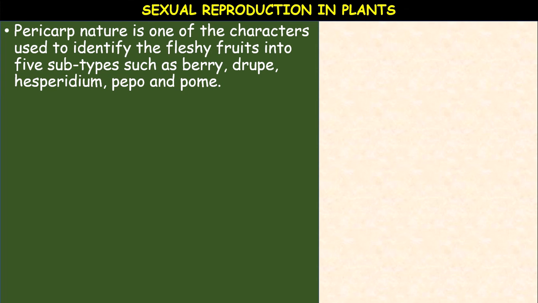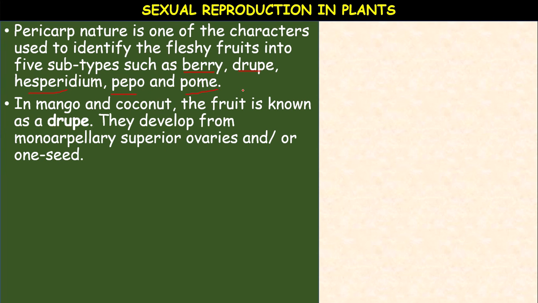The pericarp nature is one of the characters used to classify the fleshy fruits into five subtypes: berry, drupe, hesperidium, pepo and pome. Very important types of fruits here. In mango and coconut, the fruit is known as drupe. What is an example for drupe? Mango and coconut. They develop from monocarpellary superior ovaries and are one-seeded.